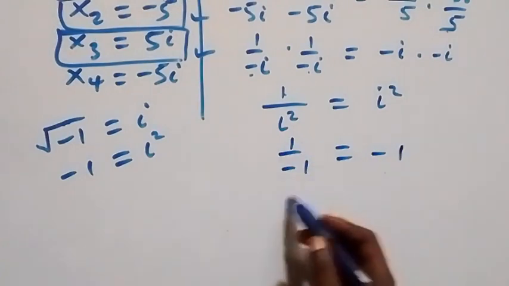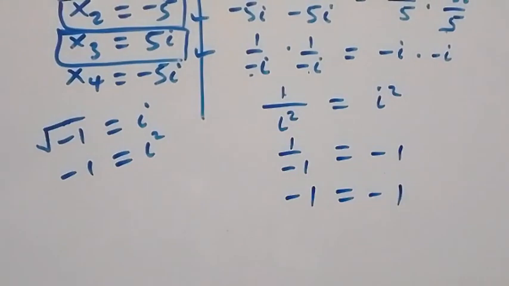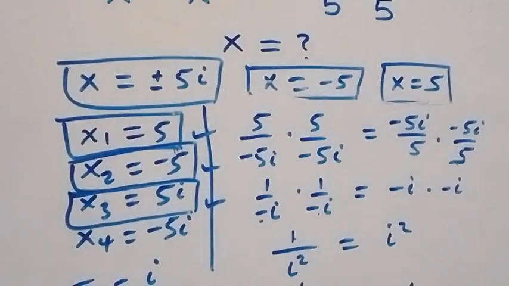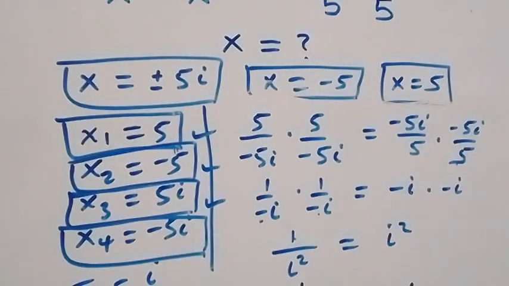And here we have minus 1 equals minus 1. So also here, minus 5i satisfies, and that's it. We have the solution to the problem, which are 4 solutions, 2 real and 2 complex.